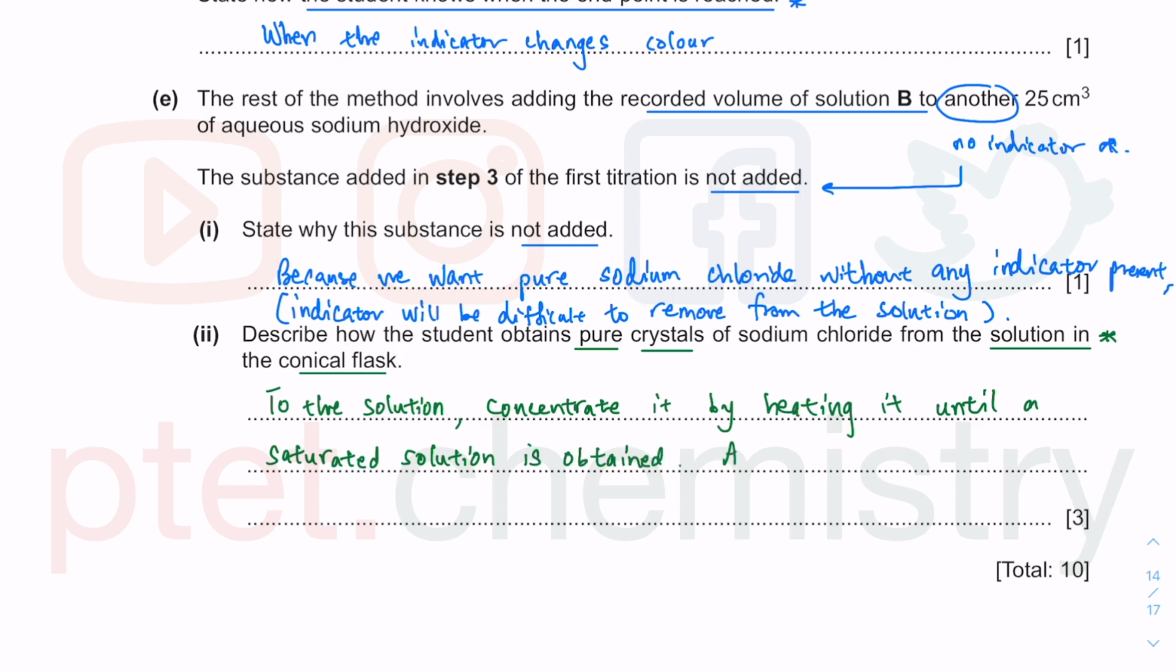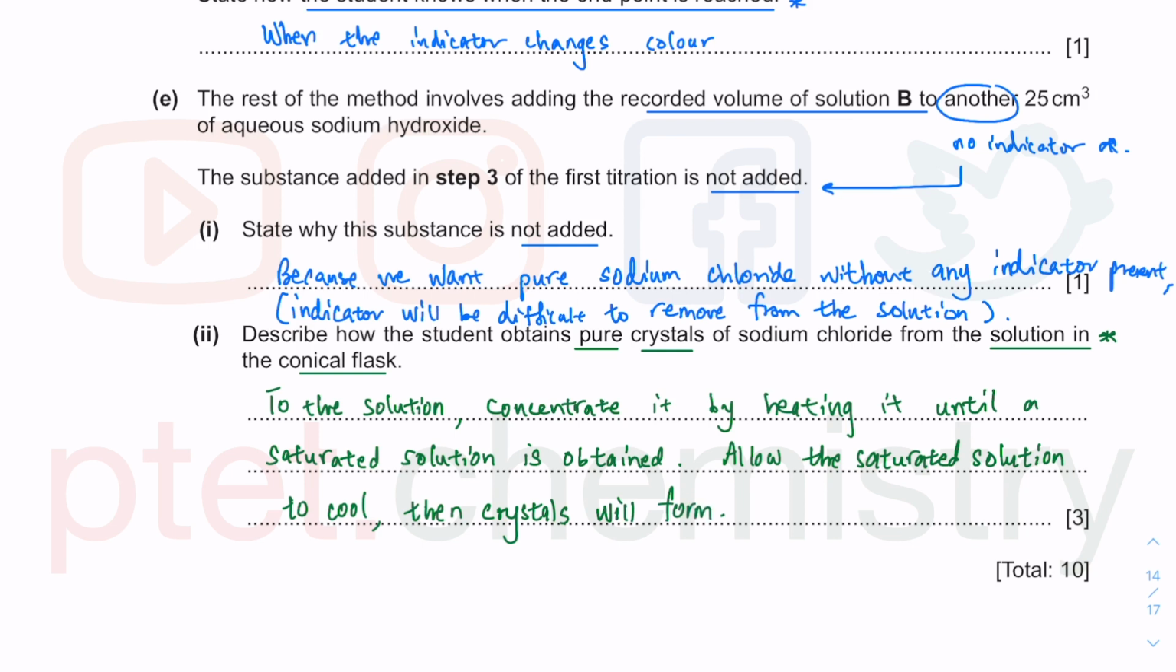Then what happens is allow the saturated solution to cool. So there's no crystals, no solid at this point. Only when you cool it, then crystals will form. If you heat it until solid is formed, I'm afraid you already heat it too much, you're not going to get crystals, okay? You're just going to heat it to dryness. Then crystals will form upon the slow cooling.